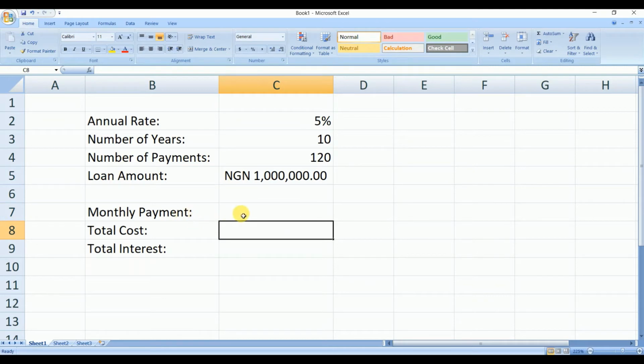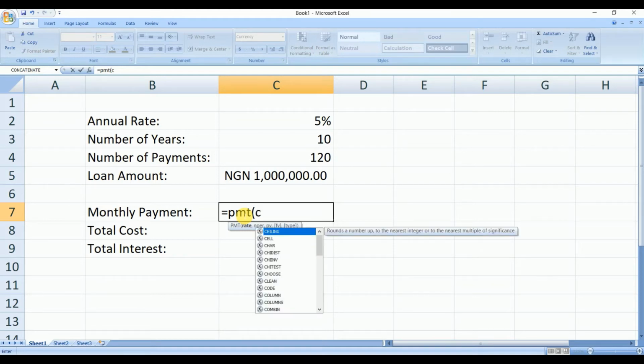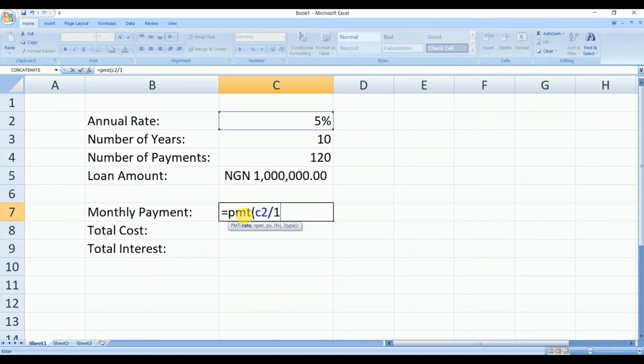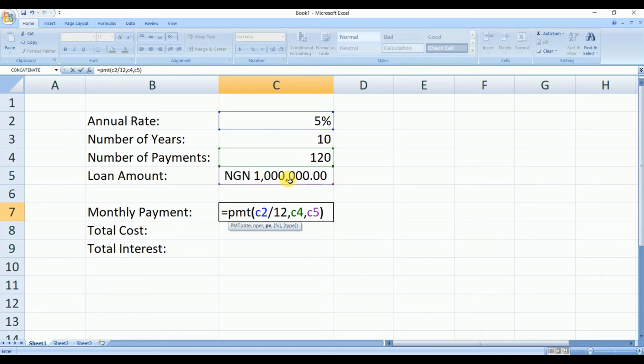To calculate the monthly payment, what we'll do is to click on this cell and type equal to, we use the PMT function. Then the monthly rate will be the annual rate divided by 12. So we have C2 divided by 12. Then the number of payments that we'll make is already shown in cell C4, so we type C4, and the present value of the loan is 1 million Naira, which is already shown here in cell C5. Close this and we'll press enter.